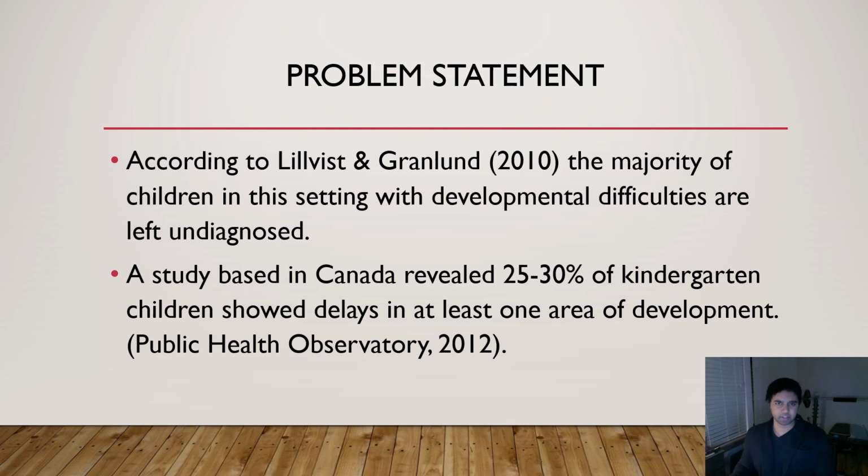A problem exists regarding parents who may not know whether to pursue early intervention for their children or even how to pursue it. Parents do not have a definitive way to identify developmental delays. According to Lilvest and Granlund, the majority of children in this setting with developmental difficulties are left undiagnosed. Furthermore, a study based in Canada revealed 25 to 30% of kindergarten children showed delays in at least one area of development.